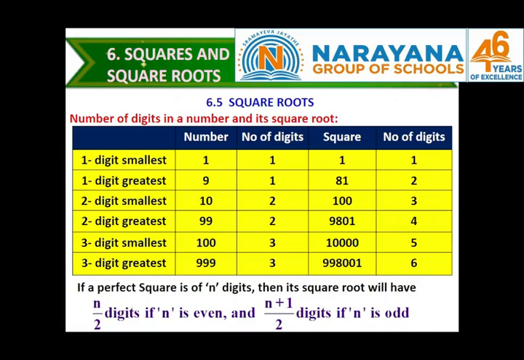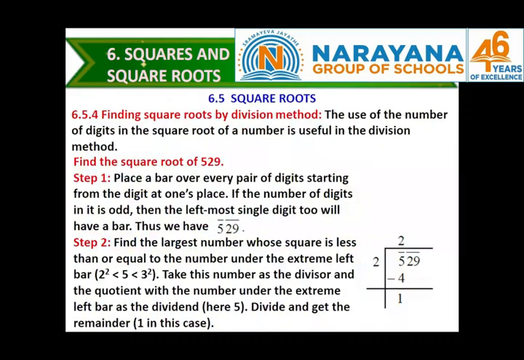That is equal to 3 digits. So if a perfect square number has 10 digits, then its square root will have 5 digits, since n is even. If the number has 9 digits, which is odd, 9 plus 1 by 2, 10 by 2, again 5 digits. I hope you understood this one.